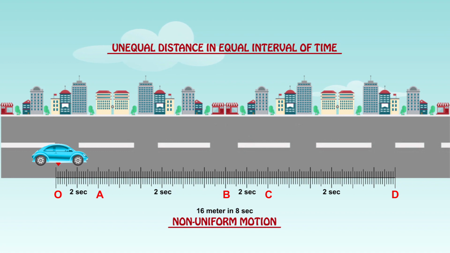In this case, the car covers a total distance of 16 meters, but the distance covered in each 2 seconds interval is not equal. From this illustration, we can conclude that the car had travelled unequal distance in equal interval of time. So, this type of motion is called non-uniform motion.